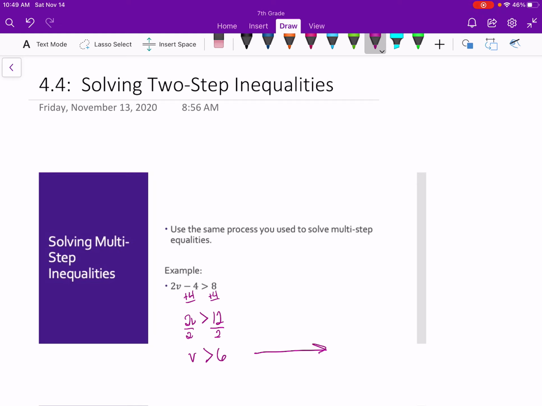And then the last step with solving inequalities, make sure you graph it. It's an open circle because we don't have an equal to. I pick my favorite number of 0 and say, is 0 greater than 6? No, it's not, so I'm going to point away from 0.